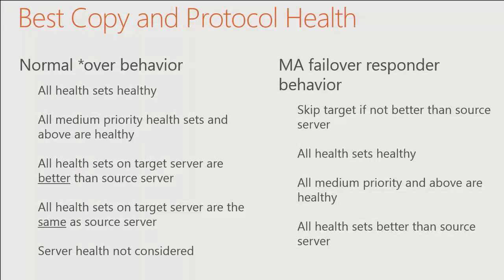We are trying to service the most critical priority protocols to the users in preference to the second tier and third tier protocols. So the second check is whether medium and above are healthy. The third check is saying, is that copy better than I am? And the fourth check is saying, is it equal to me? And if I can't match any of those four, then I'm in desperation mode.